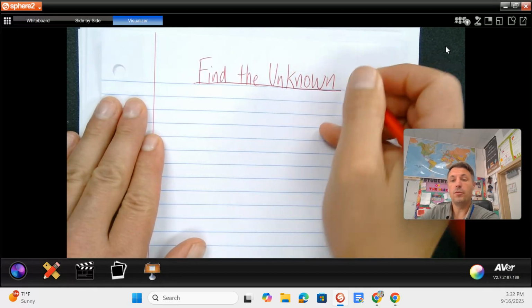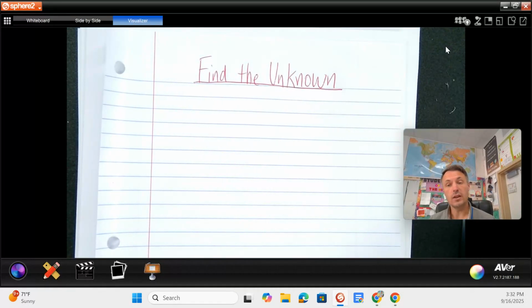Now, before we get into finding the unknown, there's something I want to talk about called fact families. A fact family is a group of 3 digits that go together in 4 different problems using 2 different operations. You can do this with addition and subtraction, and you can also do it with multiplication and division. Today we're going to do it with addition and subtraction.